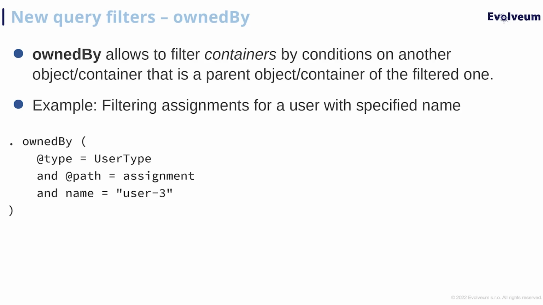How does it look? For instance, let's filter assignments for a user with a specified name. So we're asking for assignments that are owned by a user via this path. This is important because there are actually two paths that lead to the so-called assignment type. One is assignment and the other one is inducement. And here we are specifying that we are only interested in assignments, not inducements. And the name of the user is user3. So that's it.